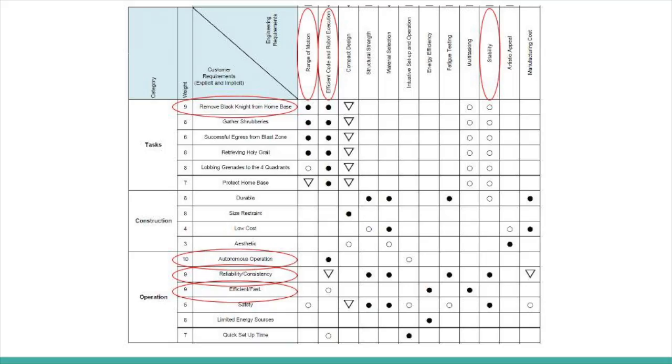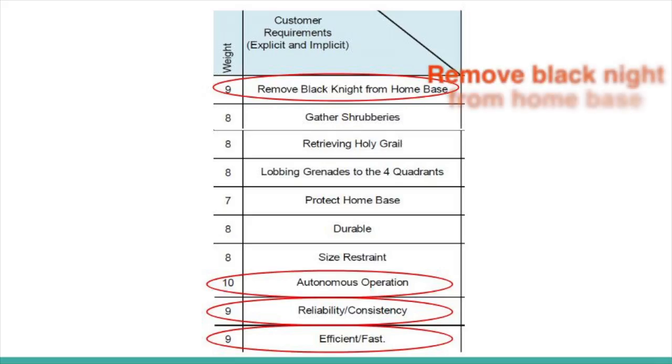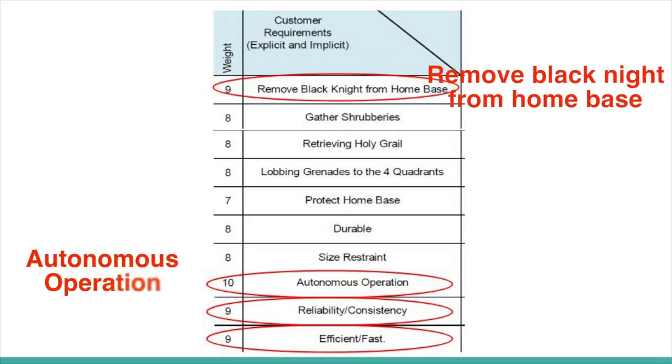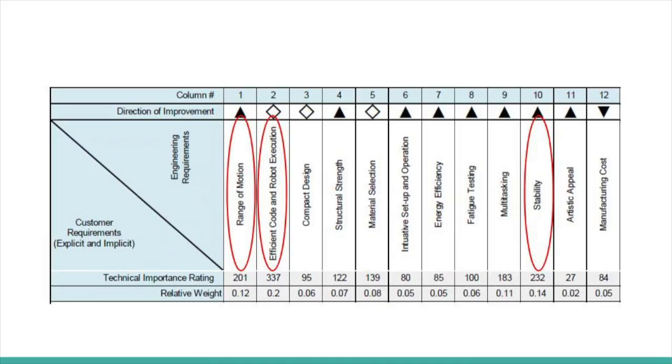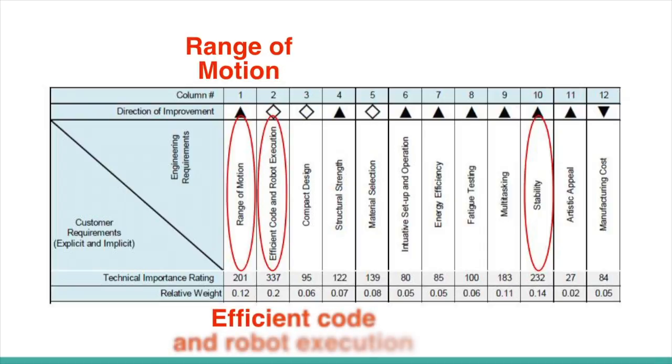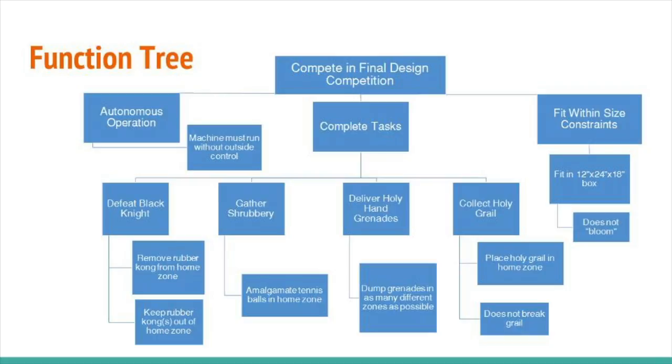In order to thoroughly define the problems and requirements that must be addressed for the competition, the hazard quality was developed. Amongst the most important customer needs identified are to remove the black net from the home base, autonomous operation, reliability, and efficiency. The engineering requirements that best satisfy the customer needs are range of motion, efficient code, robot execution, and stability. Next up is the function tree.